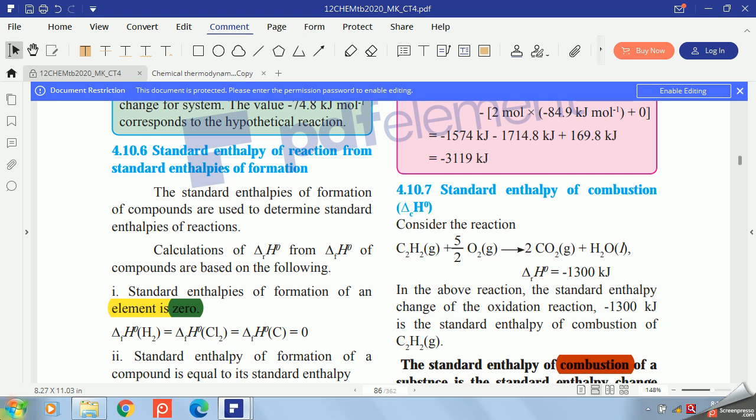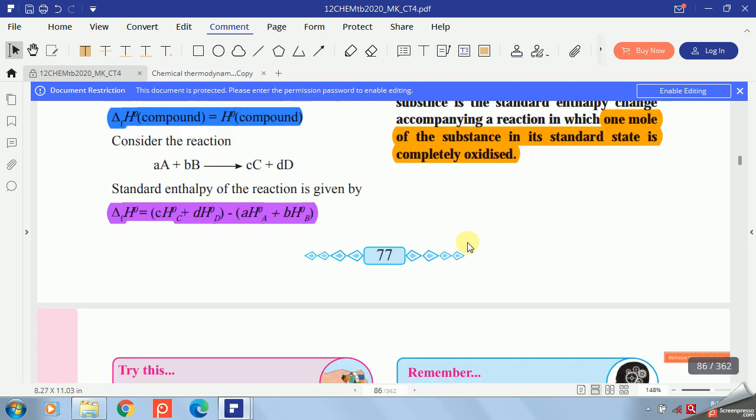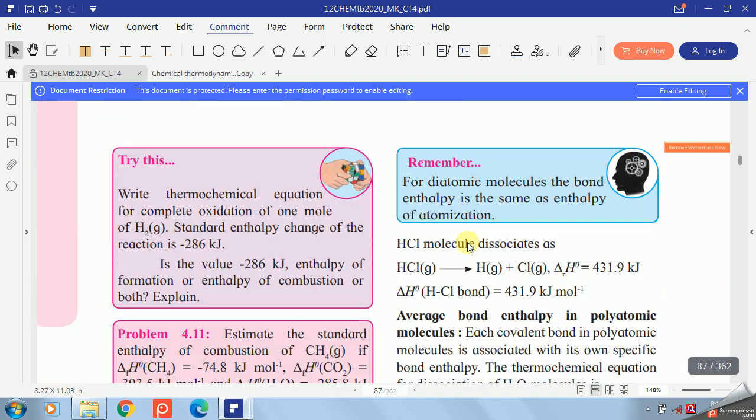So how will you define the standard enthalpy of combustion? It is the enthalpy change of a substance accompanying a reaction in which 1 mole of that substance in its standard state undergoes complete oxidation or is oxidized completely. So most of the words are the same. We have to identify the process and write down the definition.